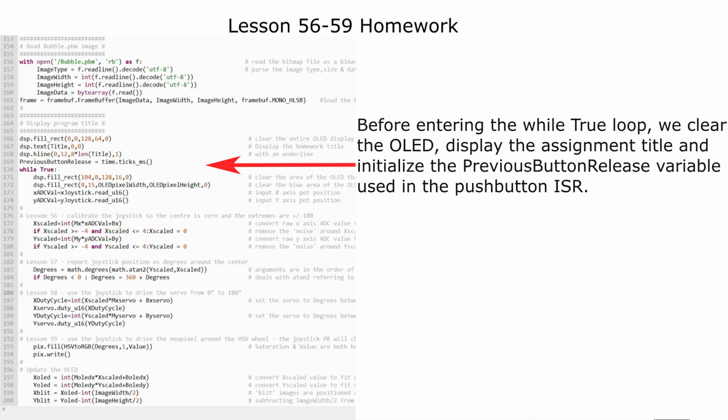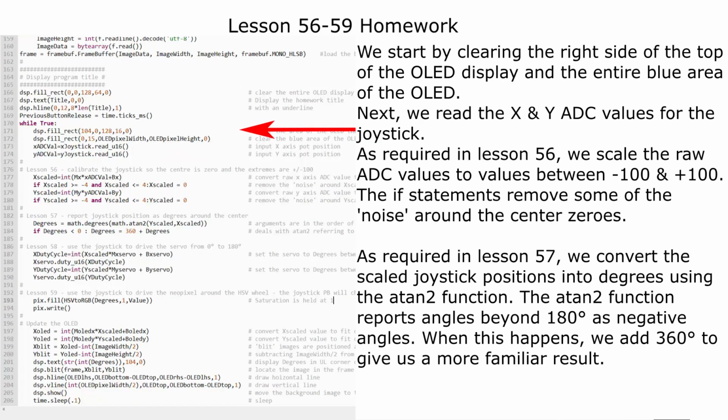the push button ISR. In the while true loop, we start by clearing the right side of the top of the OLED display and the entire blue area of the OLED. Next, we read the X and Y ADC values for the joystick. As required in lesson 56, we scale those raw ADC values to values between -100 and +100. The if statements remove some of the noise around the center zeros.